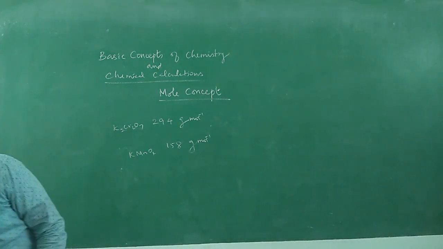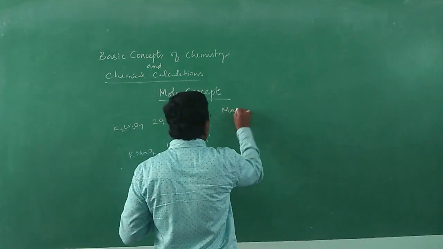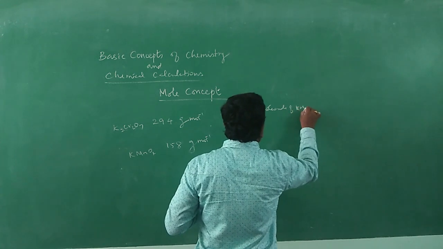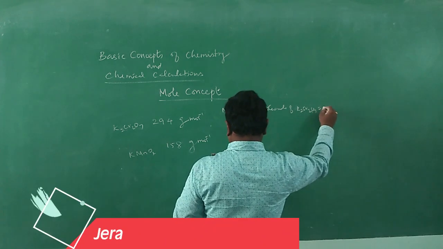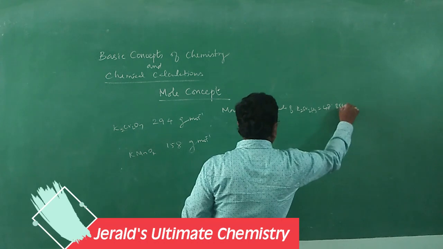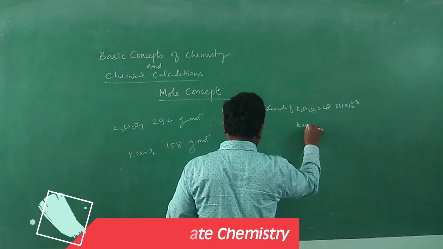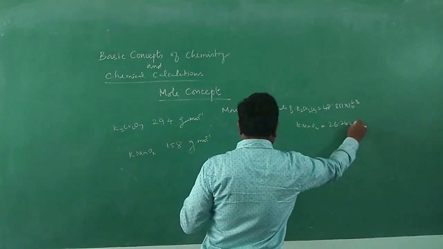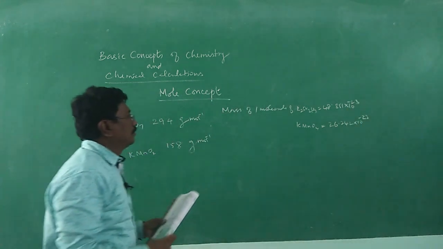And the actual mass of 1 molecule of potassium dichromate, K2Cr2O7, is equal to 48.851 into 10 power minus 23 gram. If it is potassium permanganate, KMnO4, 1 molecule is 26.242 into 10 power minus 23 gram.